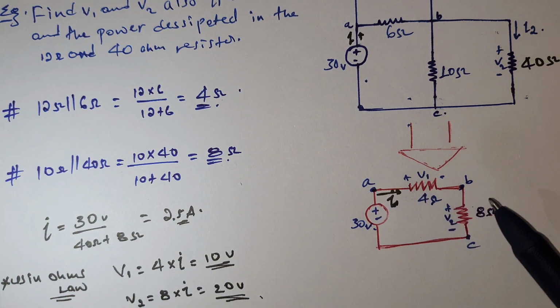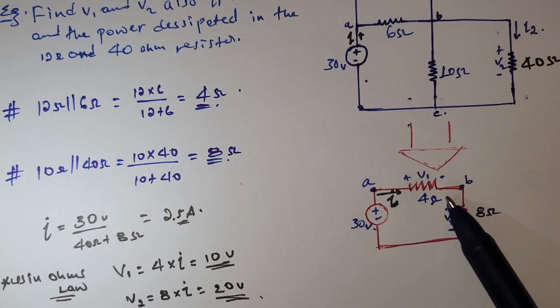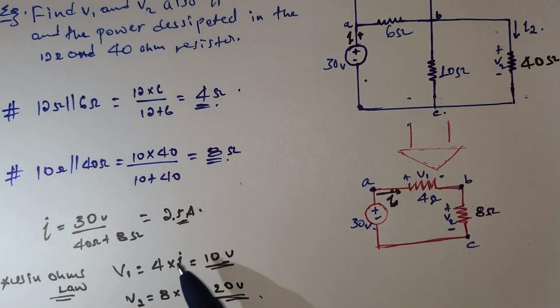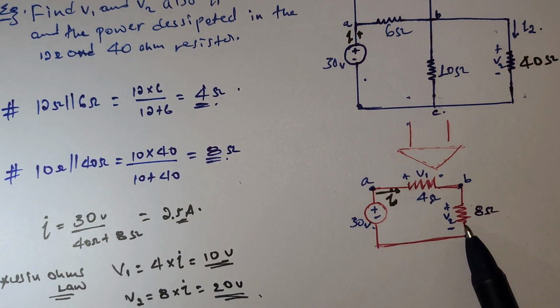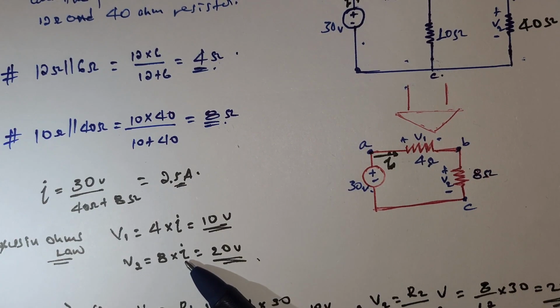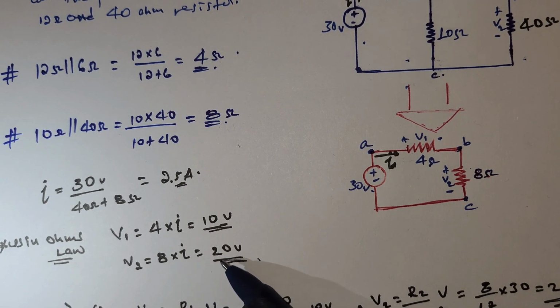If you have the I total, since this is a series element, they share the same current. So V1 is simply I times 4 ohm, which is 10, and V2 is 8 times I, which is 8 times 2.5, which is equal to 20.